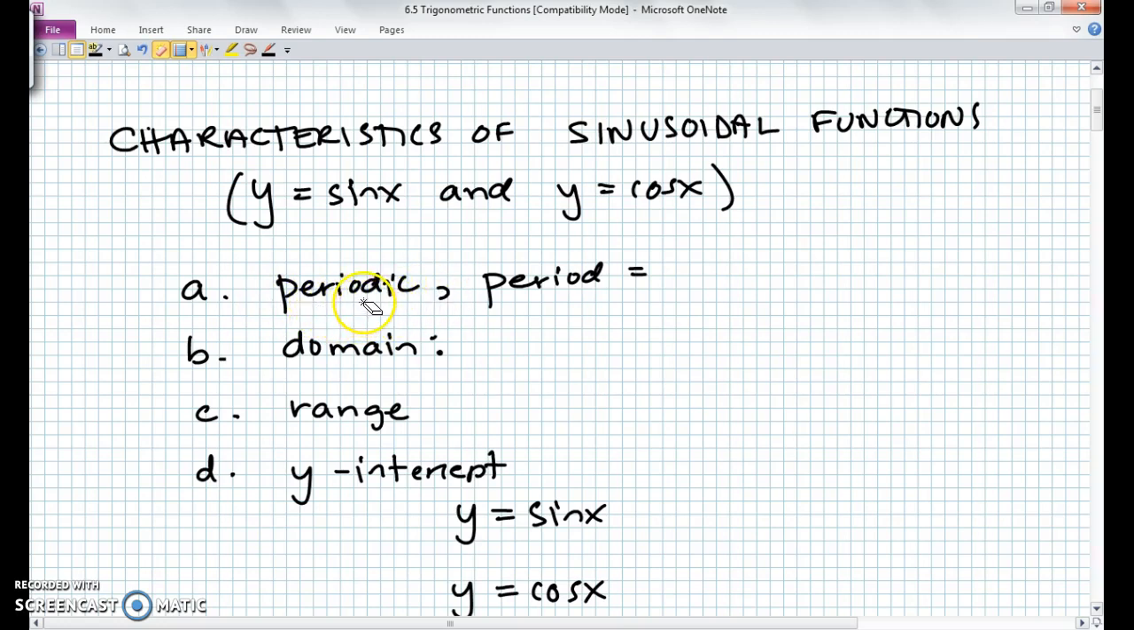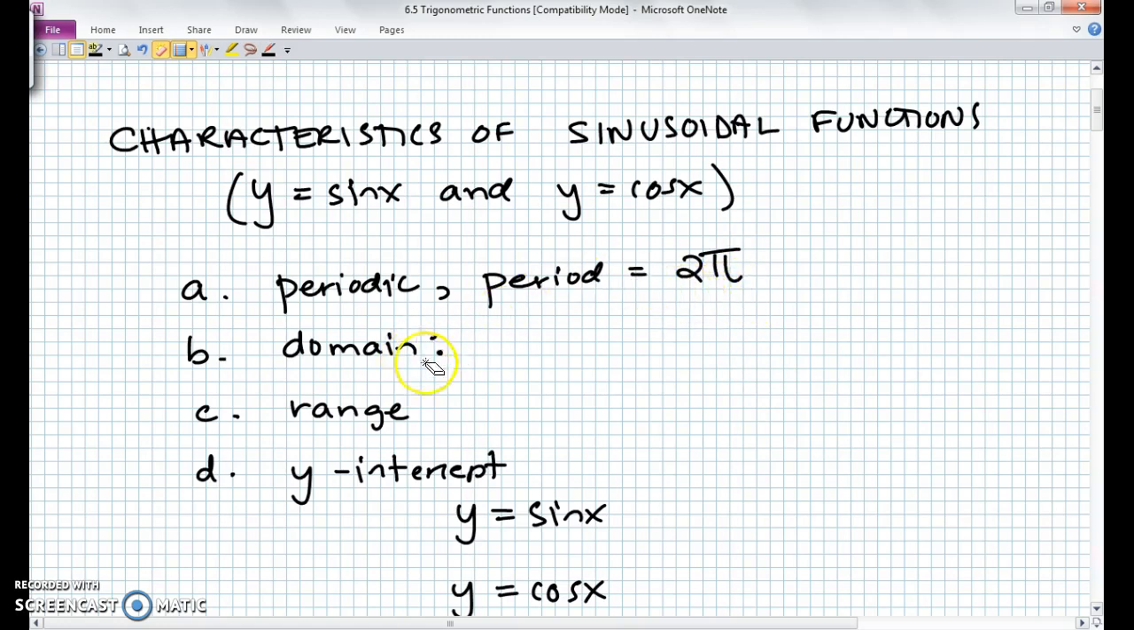And if you notice on our graphs, how often does a sine wave repeat itself? So to have one crest and one trough on a sine wave takes how far on the x-axis? It's more than pi, 2 pi. The period of a sine wave and a cosine wave are both 2 pi. So it's going to repeat every 2 pi.